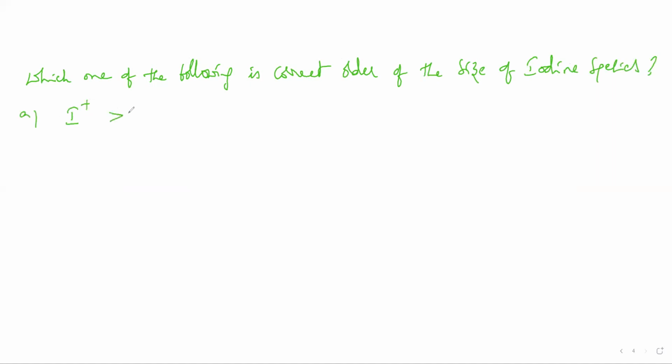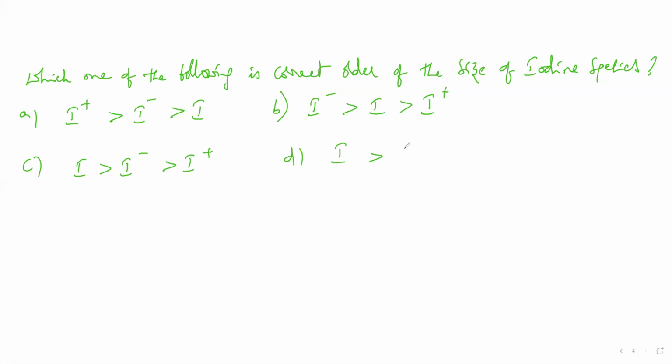The options: I plus greater than I minus greater than I. Next, I minus greater than I plus. Next option, I greater than I minus greater than I plus. Last option, iodine greater than I plus and iodide. Now, which is the correct order of iodine species in terms of size?